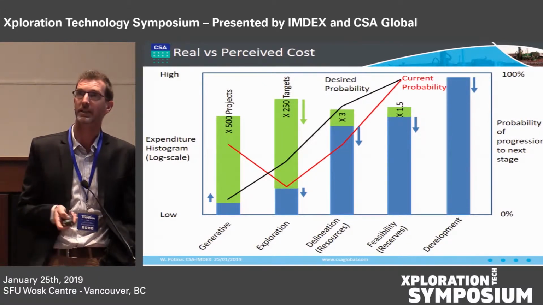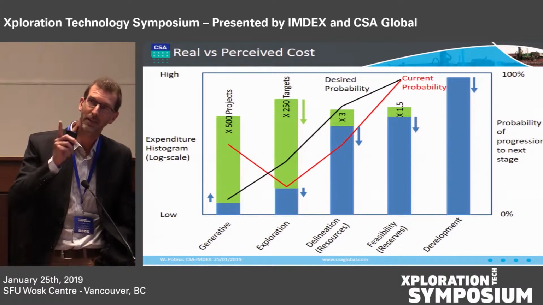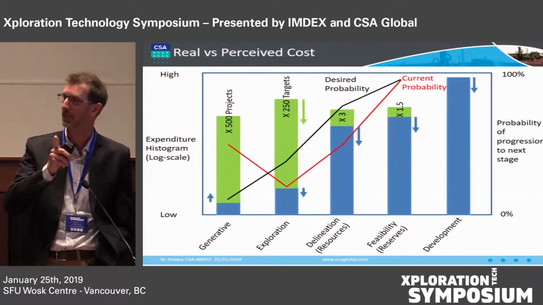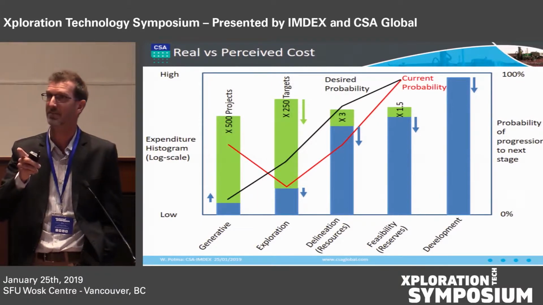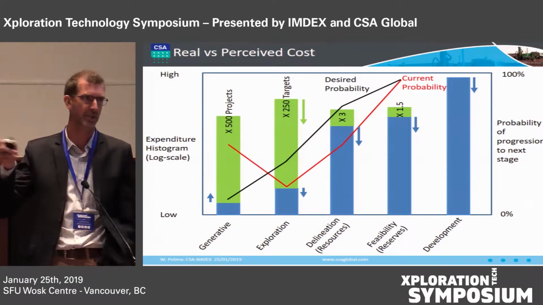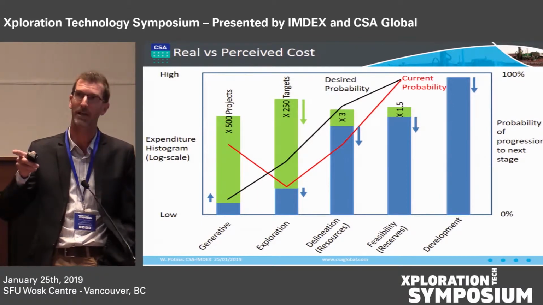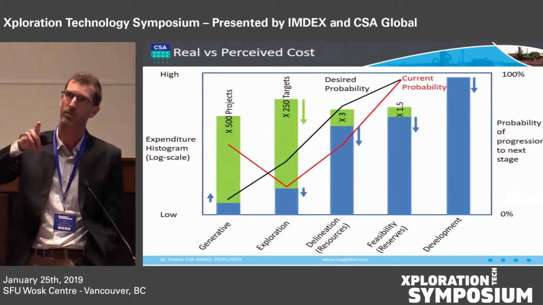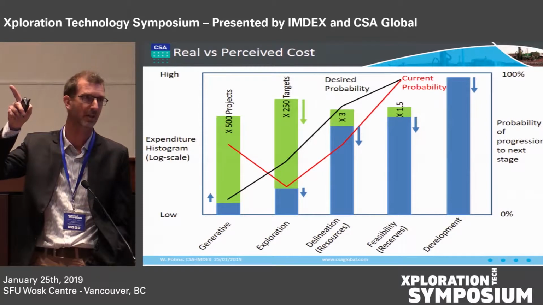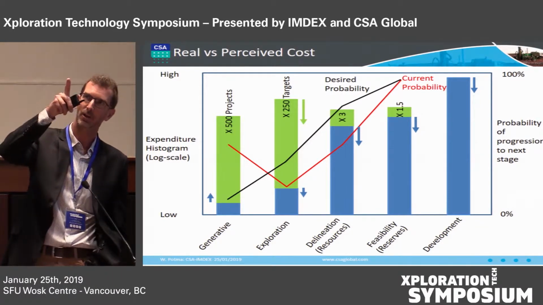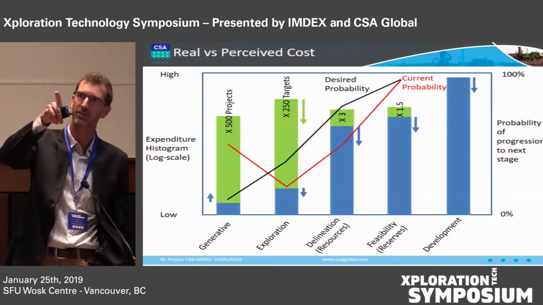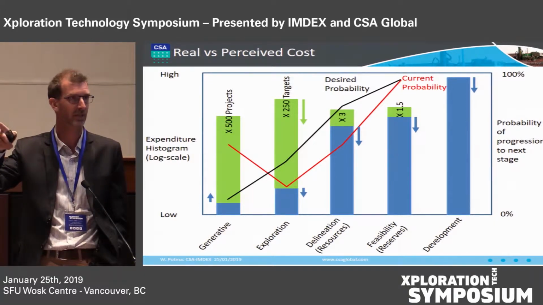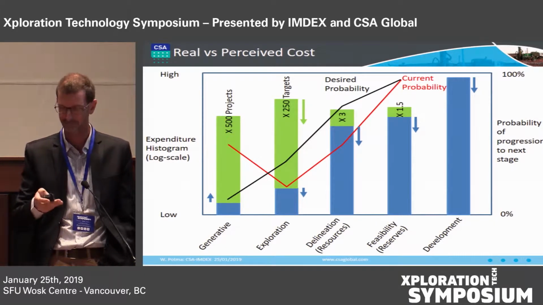So the aim really in these instances should be, and the message to take home from this is, spend more on your generative stage, get some quantitative data, reduce the number of projects that you progress to exploration and save your money that way. Progress higher quality projects so that that black desired probability line is always on the uptrend, rather than putting a lot of projects through from generative to exploration and then failing to progress a lot from exploration because you've got a lot of junk in there that you've spent money on.